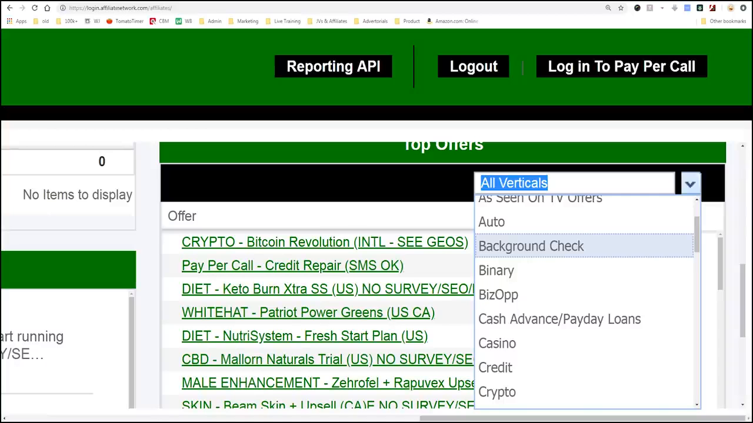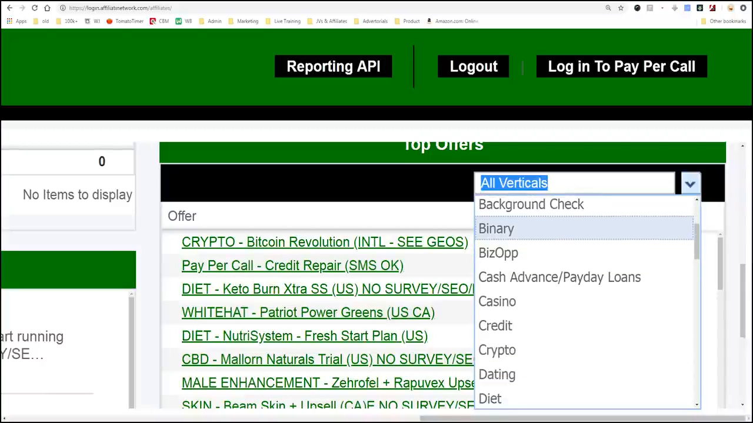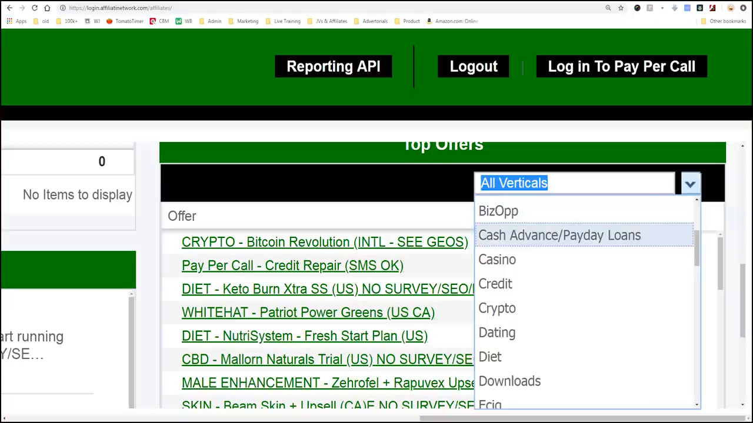Background check means that you are promoting a product where people are, maybe they're looking up a lover or a girlfriend or a boyfriend to do a background check on them, or even an employee worried about what information is going on. Binary stands for binary options. That's basically changed to cryptocurrency. BizOps stands for business opportunity. If you're learning how to be an affiliate marketer, or how to sell on Amazon FBA, or how to start a franchise, or how to sell anything, that's a business opportunity. Cash advance payday loans is an offer category. Generally speaking, very poor people need payday loans, and it's a very big market with very high margins, unfortunately.